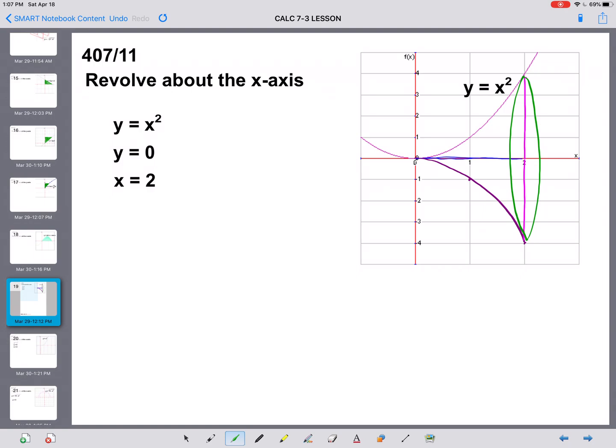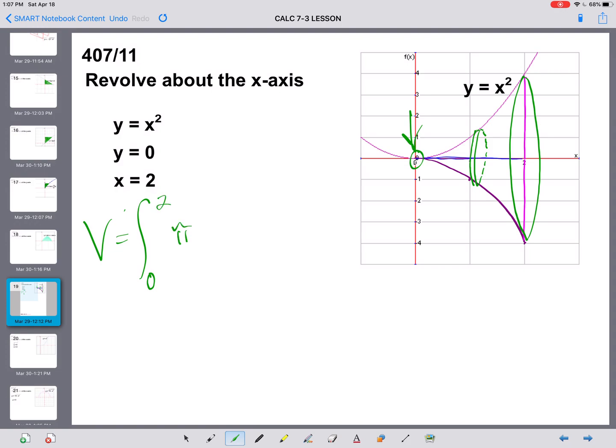I'll tell you what, I'll do a slice right here. Here we go. Let's do a slice. Good. Make a little thin cylinder. Okay, there it is. First of all, let's start our integral. The volume equals the integral. Where are we going to start our slices? Right there at x equals 0. Where are we going to finish? Yeah, we're going to go all the way to x equals 2.